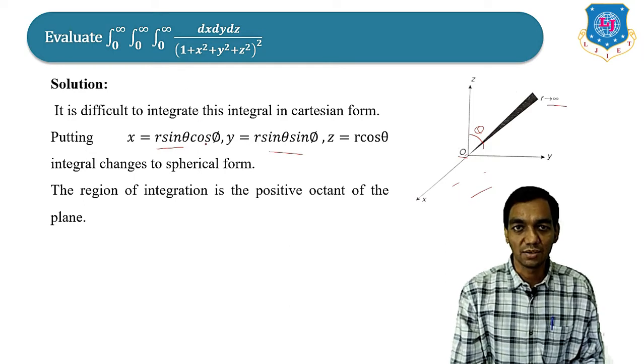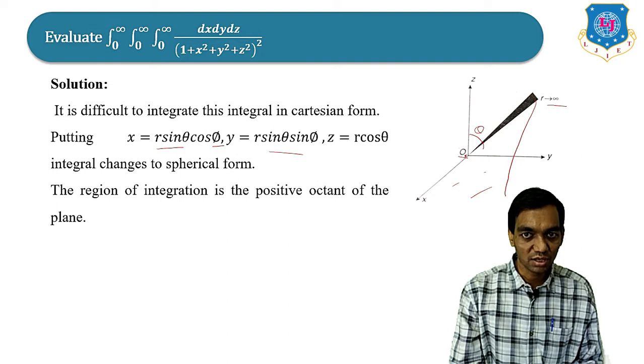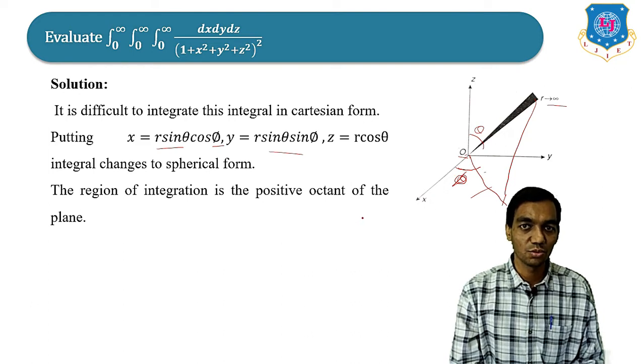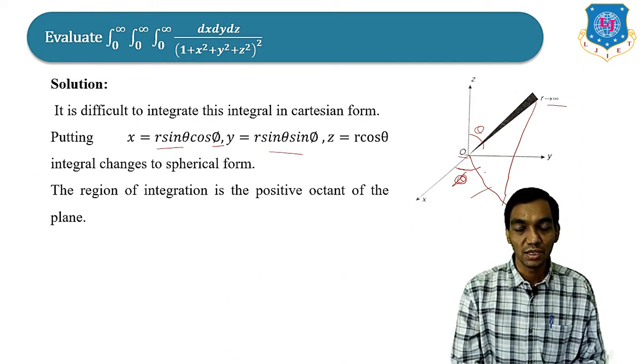And the angle phi is nothing but the angle of a projection of a vector. If you take the projection of this radius vector, then that projection has an angle with the positive x-axis, which is called phi. So this phi is going to move from the positive x-axis to the positive y-axis, that is, from phi equal to 0 to phi equal to pi by 2.